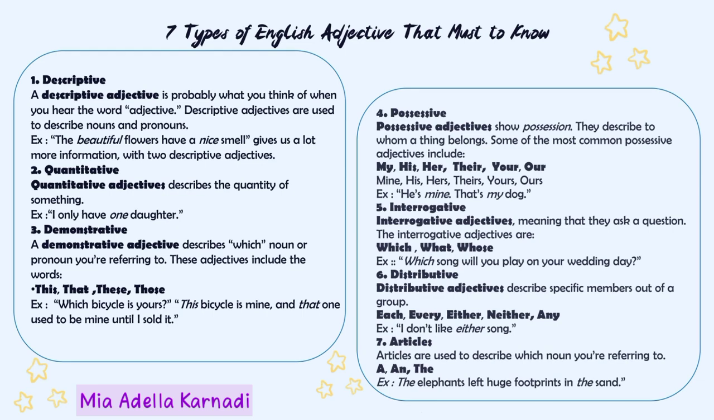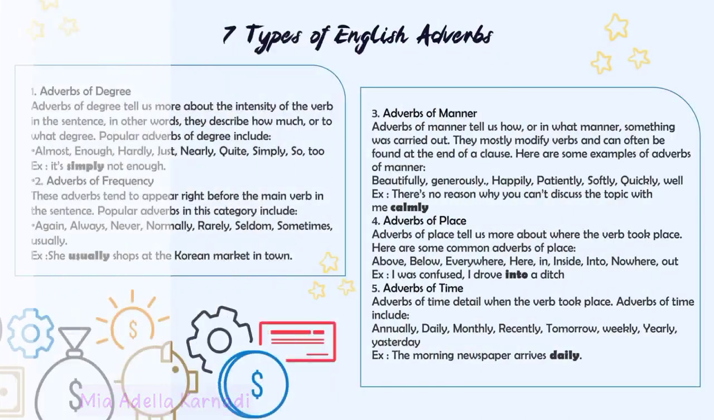Fifth, interrogative. Interrogative adjectives mean that they ask a question. The interrogative adjectives are which, what, whose. Sixth, distributive. Distributive adjectives describe specific members out of a group. The distributive adjectives are each, every, either, neither, any. Seventh, articles. Articles are used to describe which noun you are referring to. It includes a, an, the.